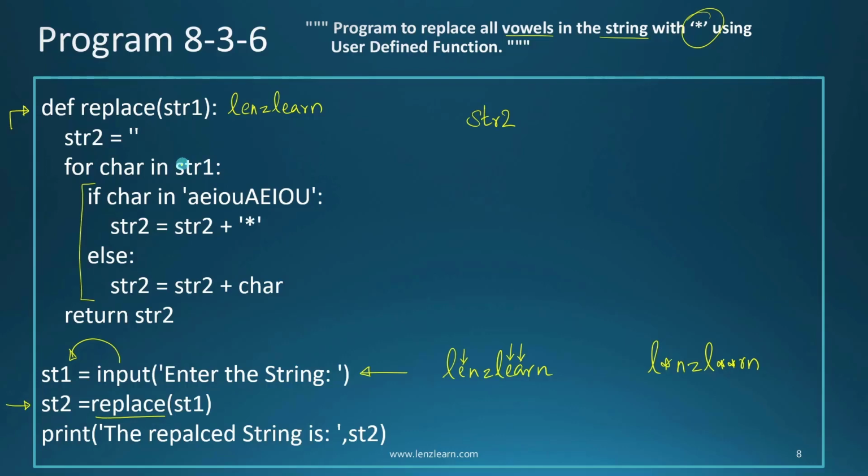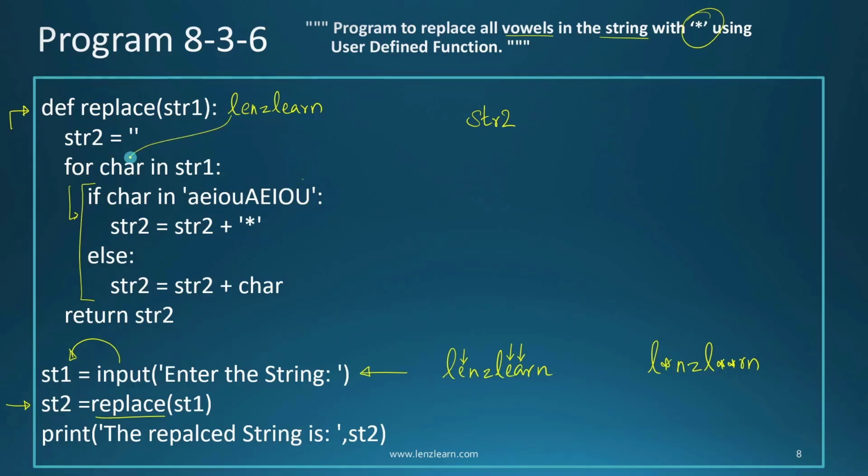Now the first character inside str1, which is L, will be taken into the control variable char, and for the if condition check inside the for loop, you can check here, we are using an operator called in. This condition check will evaluate to true if the value inside char is available inside any of the characters given on the right side. On the right side I have given all the vowels in small letters and the same vowels in capital letters also. So now we will start to run the program.